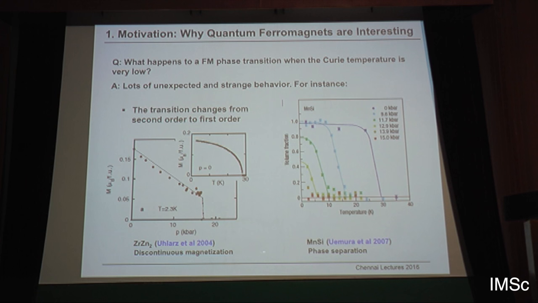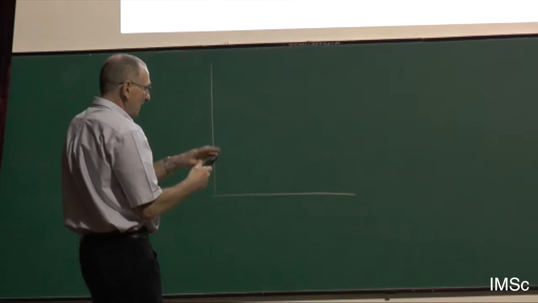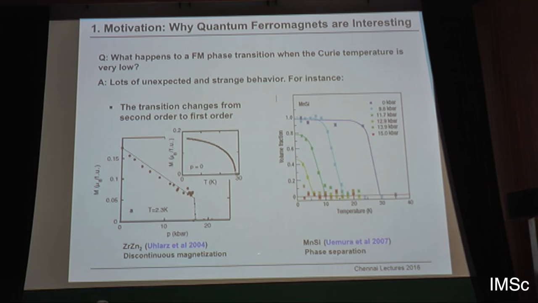And here, what's plotted is the volume fraction of the magnetic part of the system versus the temperature. So if we look at fixed pressure for various pressures. If we look at this temperature-pressure phase diagram, it looks a lot like the one for zirconium zinc 2.